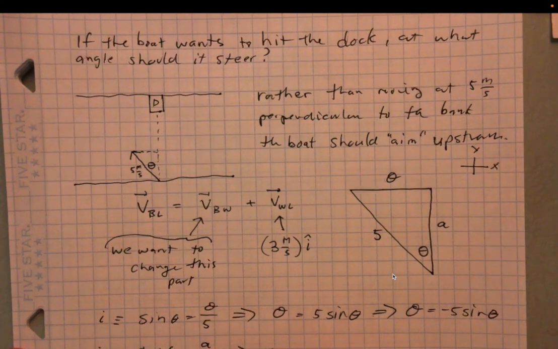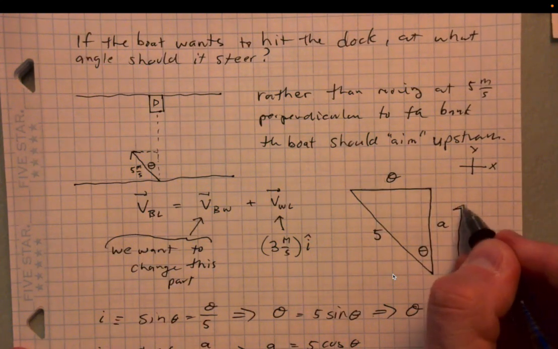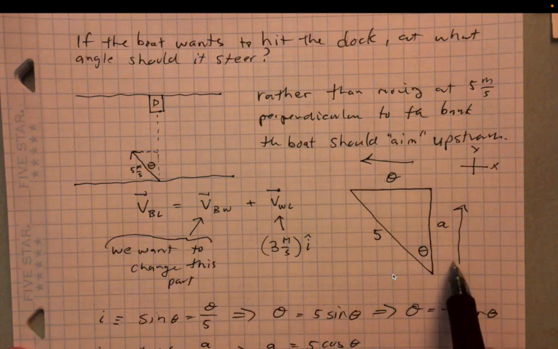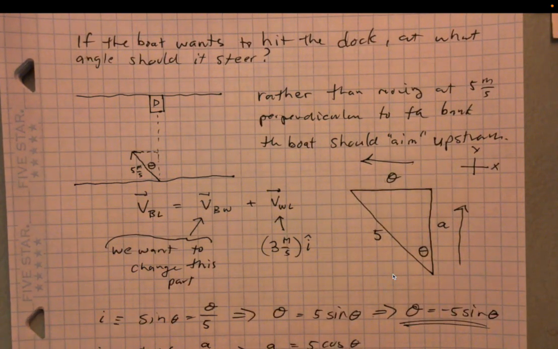And so, of course, a would be equal to 5 cos theta. Now that is going to be in the positive direction. So we're moving up like this and over like this. So those are positive and that's negative. Right? So we've got these two expressions here.